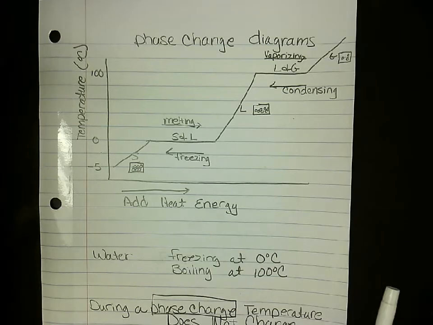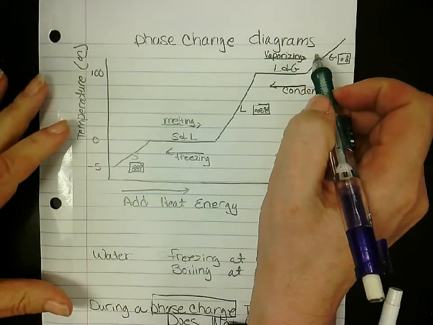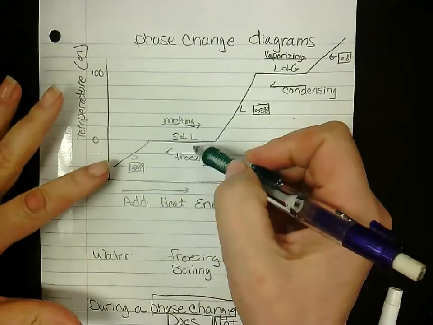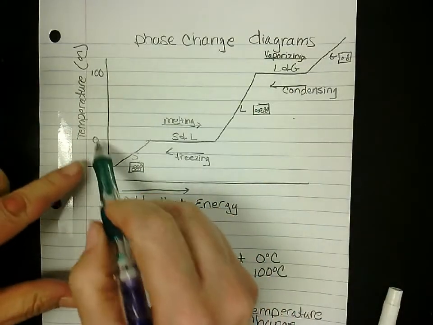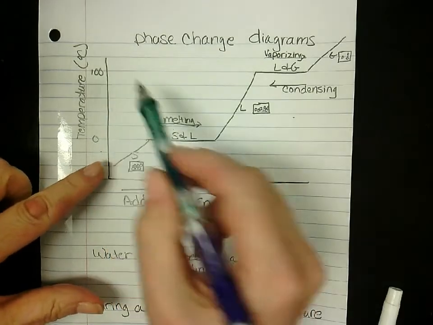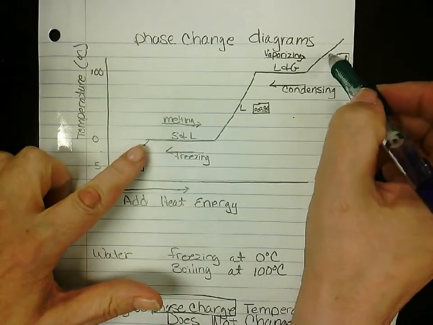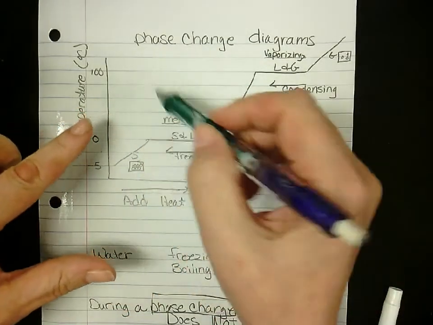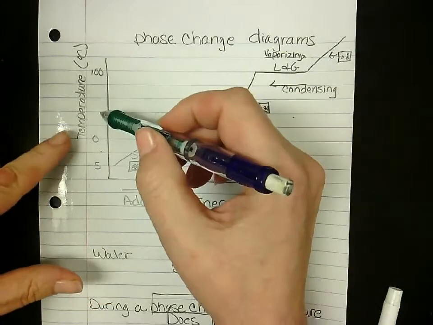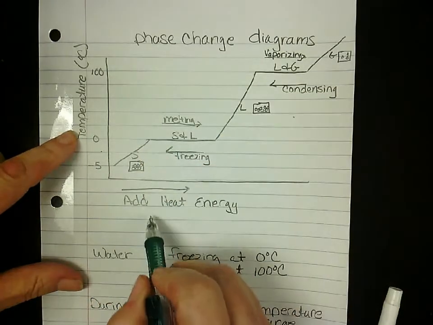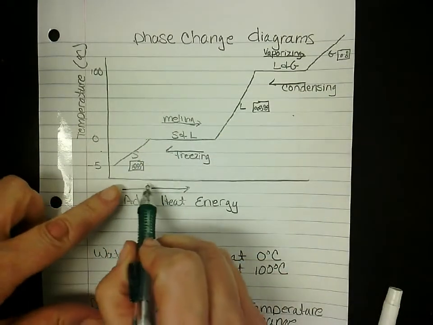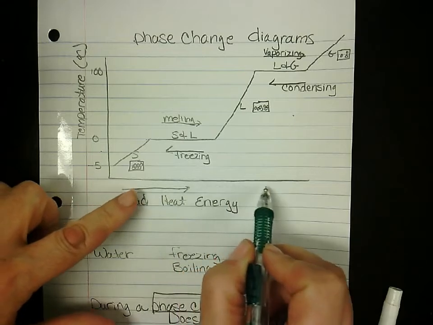So looking at our phase change diagrams, we have our different phases. As the temperature increases, we go from a solid to a liquid to a gas. And how did I get that temperature to increase? Well, I added heat energy. So as I go this way, I'm adding heat.